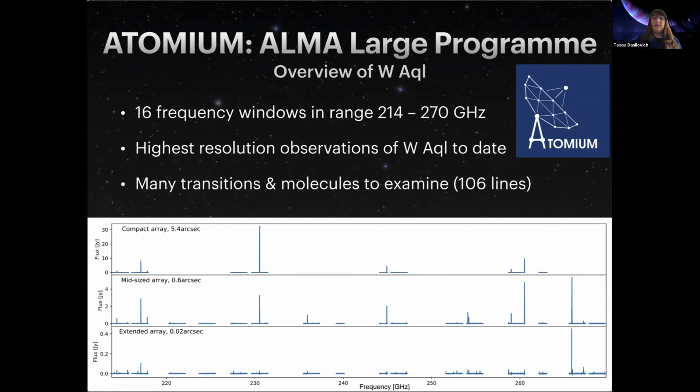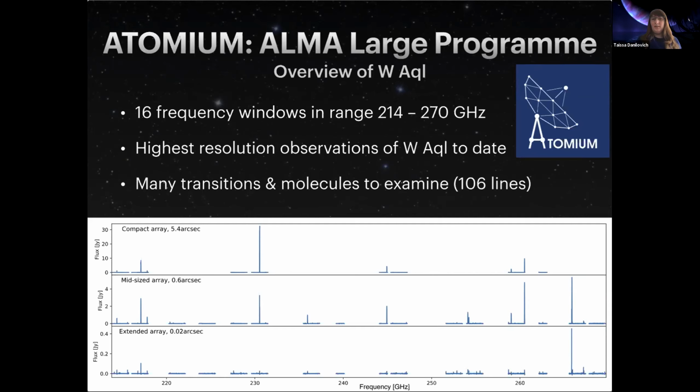So this represents the highest spatial resolution observations of W Aquilae that are available to date. And in total, we observed 106 lines of all sorts of molecules, of which some were AlCl and AlF.